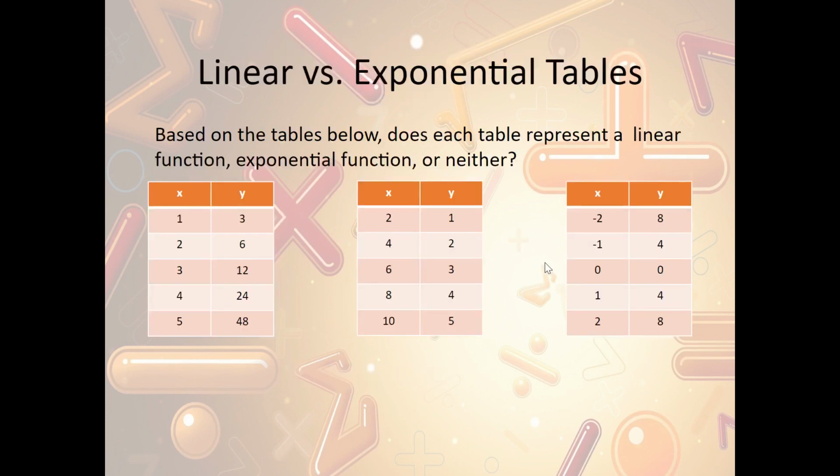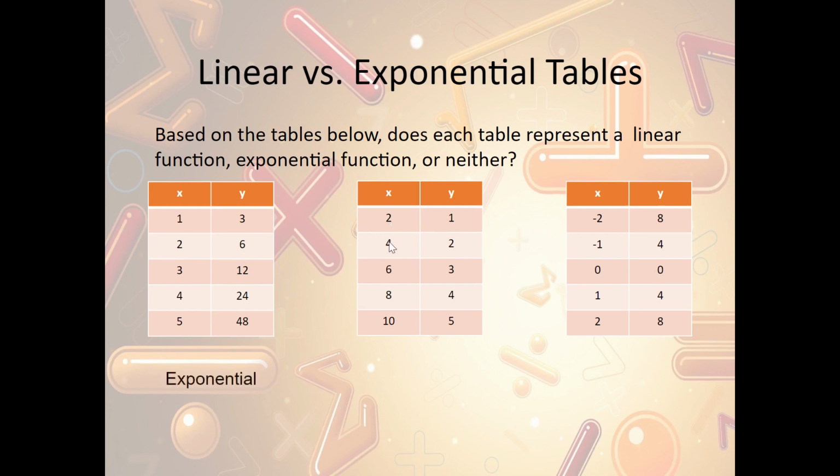So how can we compare these? The question says, based on the table below, does each table represent a linear function, exponential function, or neither? Well, if we look at this one, we have 1, 2, 3, 4, 5. So this one's consistent and going up by 1. So it could be either linear or exponential at this point. Then we have 3, 6, 12, 24, 48. Well, 3 plus 3 is 6. 6 plus 3 is not 12, so it's not linear. So 3 times 2 is 6. 6 times 2 is 12. 12 times 2 is 24. 24 times 2 is 48. So that means it's got to be exponential.